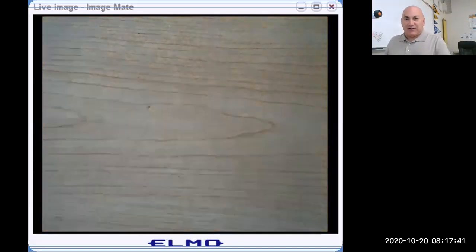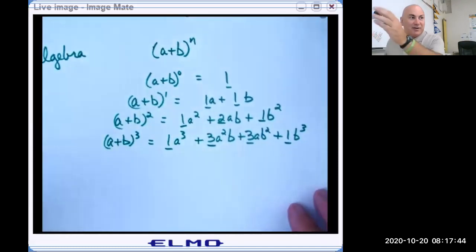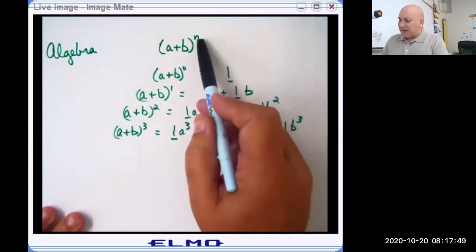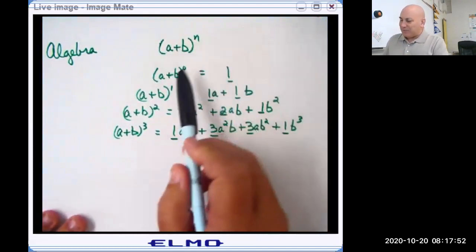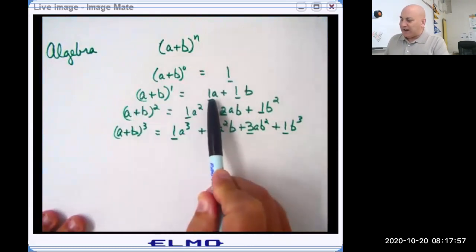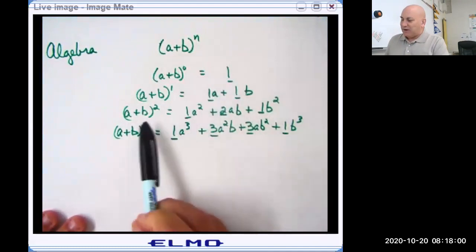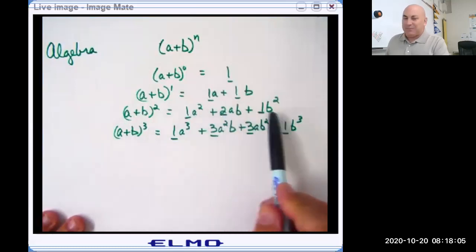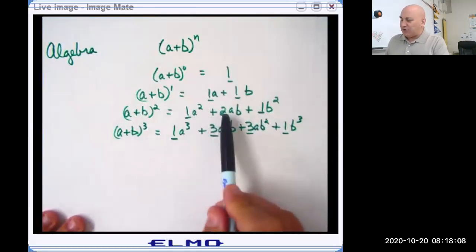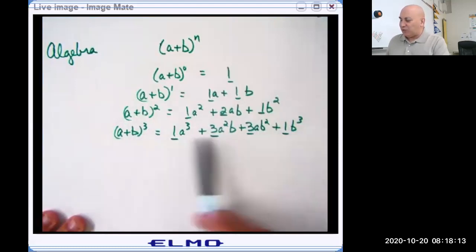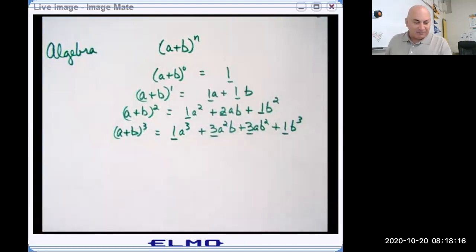If you didn't recognize the numbers, I'll show you where you should have recognized them from. That's your algebra. Let's put a plus b to the nth power. A plus b to the 0th power is 1. A plus b to the 1st power is 1a plus 1b. There's your 1 and 1. A plus b quantity to the 2nd power is 1a squared plus 2ab plus 1b squared. There's your 1, 2, 1. And then a plus b quantity cubed gives you this. There's your 1, 3, 3, 1, etc. So that's pretty interesting.